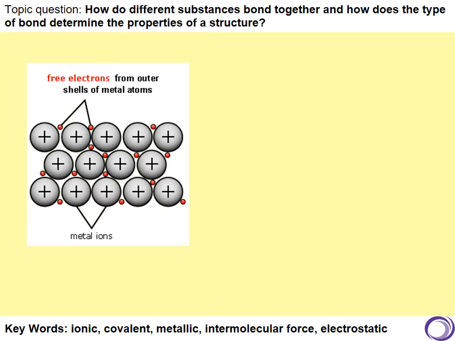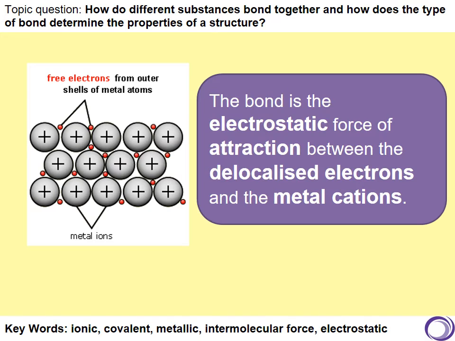These free electrons from the outer shell of the metal atoms are what helps to form the metallic bond. The metallic bond is the electrostatic force of attraction between the delocalized electrons and the metal cations.